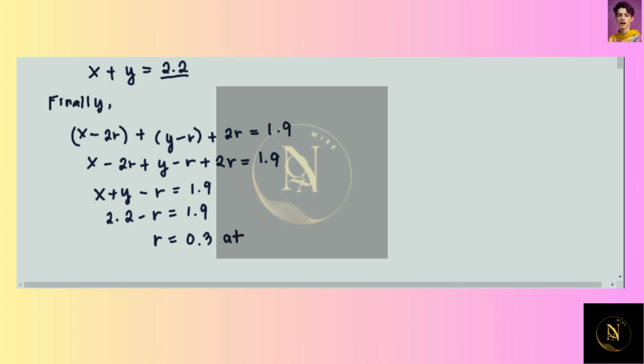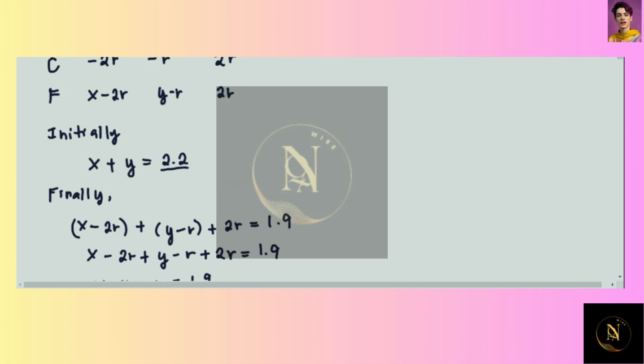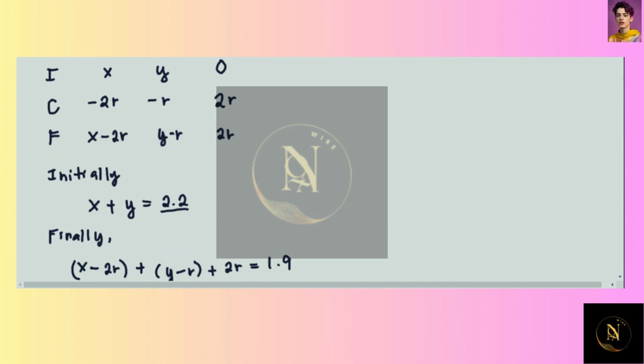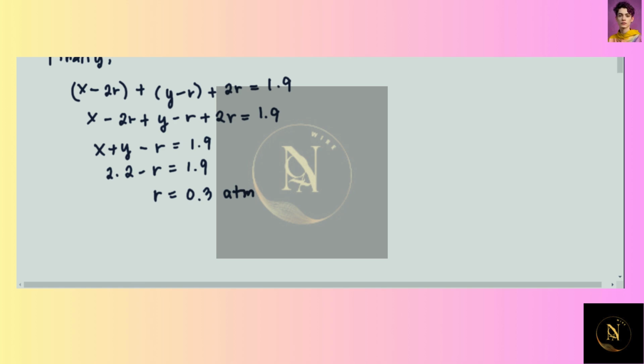So it follows that 0.3 atm of oxygen gas is consumed to produce 2R of carbon dioxide. So again, your R here is in terms of partial pressure. So if we solve for the partial pressure of carbon dioxide gas that's formed as 2R, that's 2 times 0.3, or that's 0.6 atmosphere.